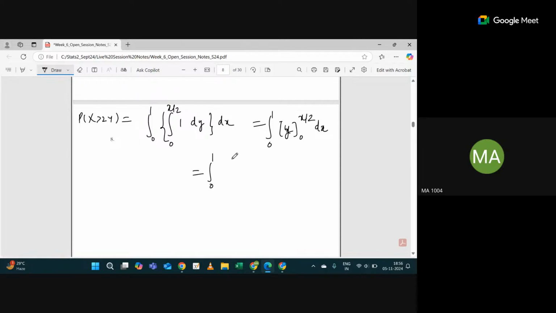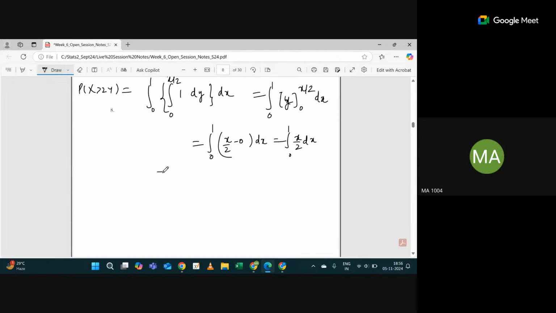Okay, 0 to 1, and if you substitute the value, you will get x by 2 minus 0 dx, and it will be 0 to 1 x by 2 dx, and 1 by 2 I can take outside. I will get 0 to 1 x dx. It will be 1 by 2 integration of x, which is nothing but x square by 2, 0 to 1. Now it will become 1 by 2 times 1 by 2 minus 0, which is 1 by 4. I think this is the answer.